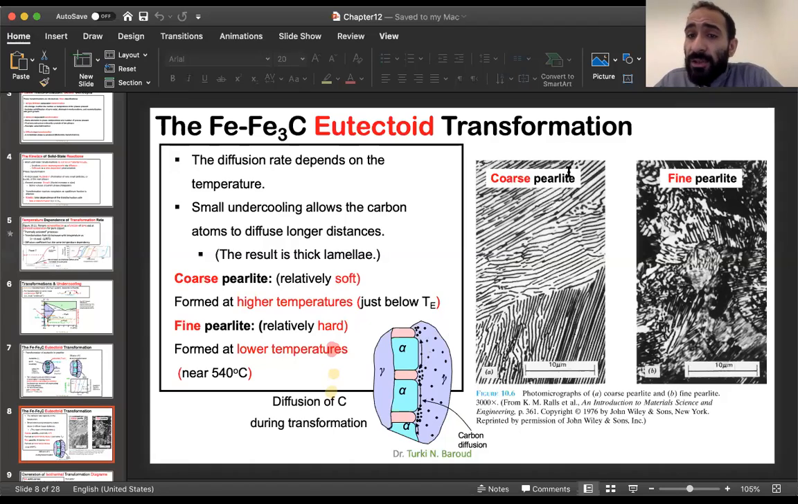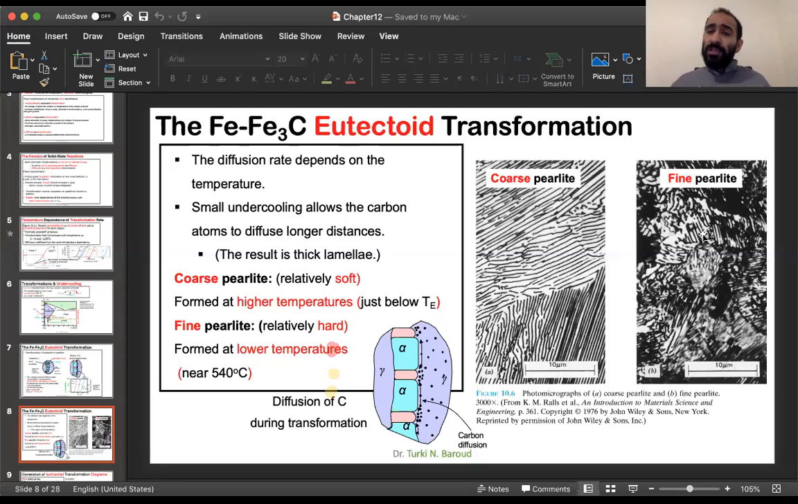So again, if you cool down to a higher temperature, you're going to get coarse pearlite. If you cool down to a lower temperature, you're going to get fine pearlite. The mechanical properties of these two are going to be different.